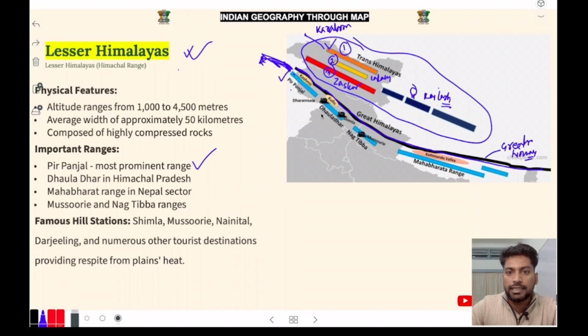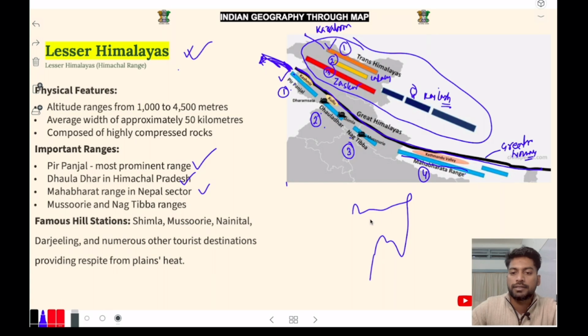Pir Panjal, then Dauladhar, then Nag Tibba, which is not written here, then Mahabharat range in your Nepal. देखो, Pir Panjal first range, Dauladhar second, Nag Tibba third, and Mahabharat fourth. And in the northeast, if you follow it, you can see some ranges also: Dafla, Miri, Abor, Mismi, like this. But the most prominent are Pir Panjal, Dauladhar, Mahabharat.